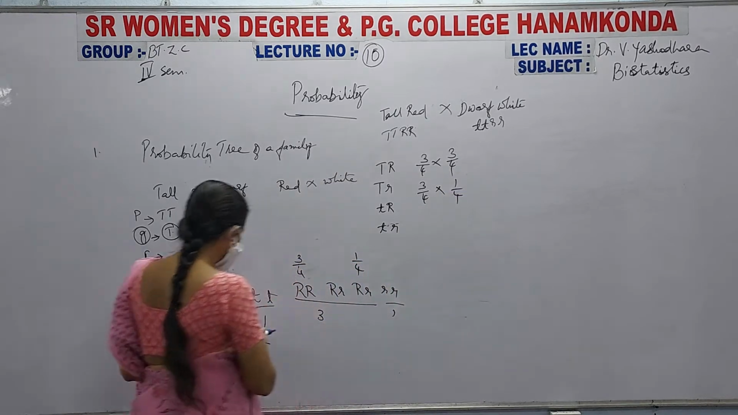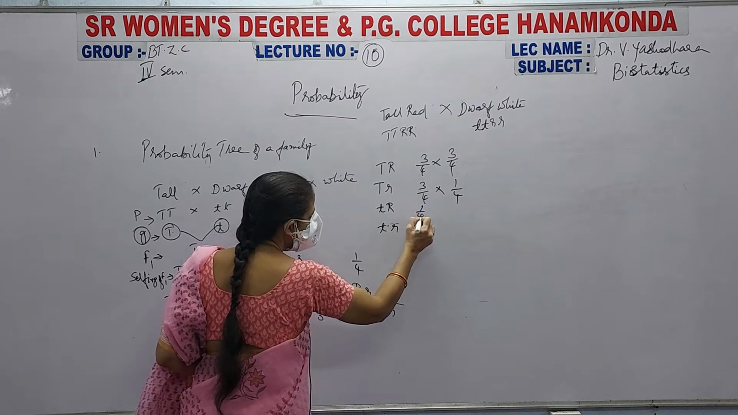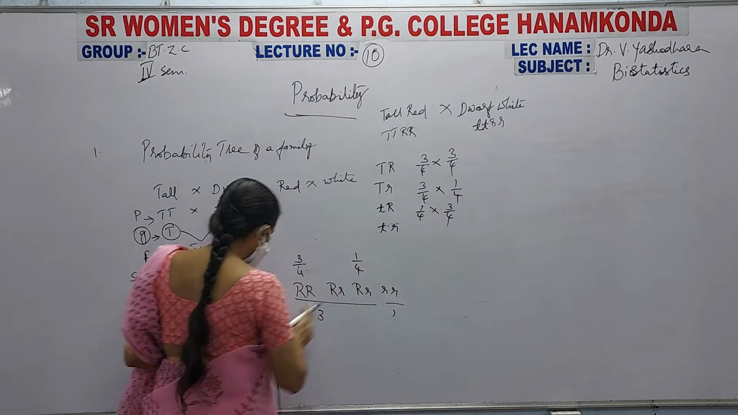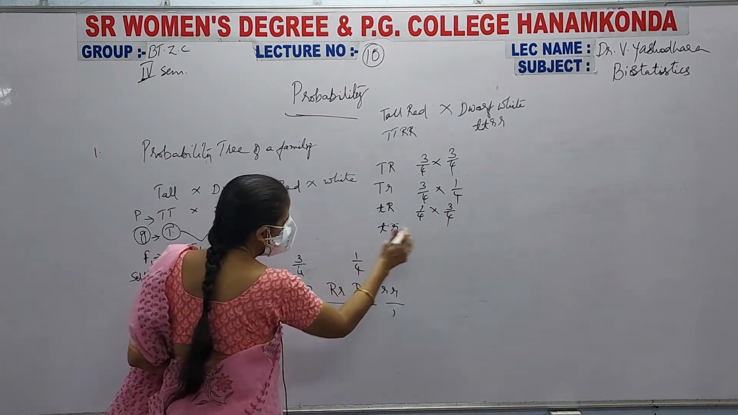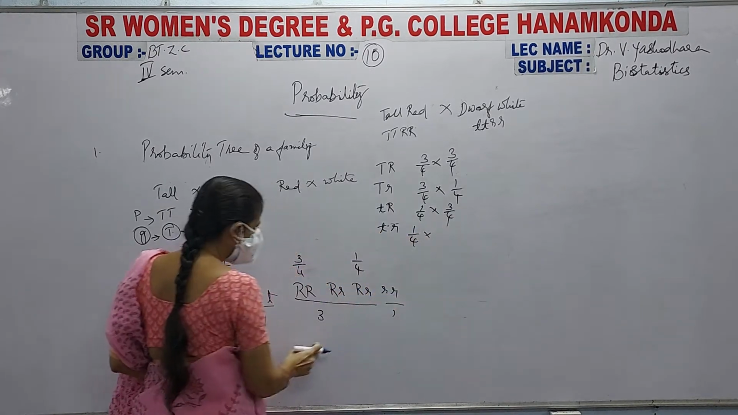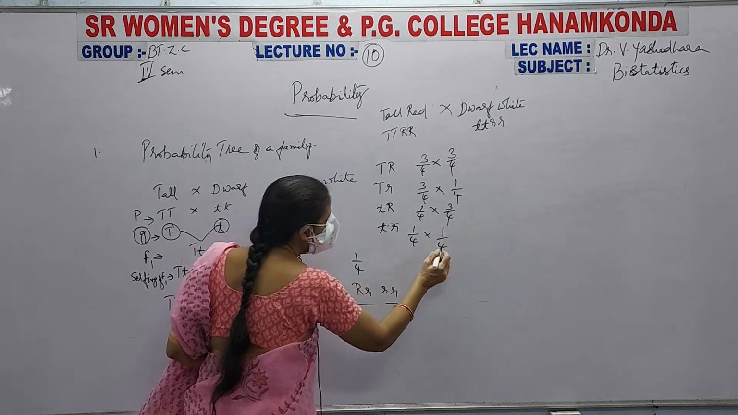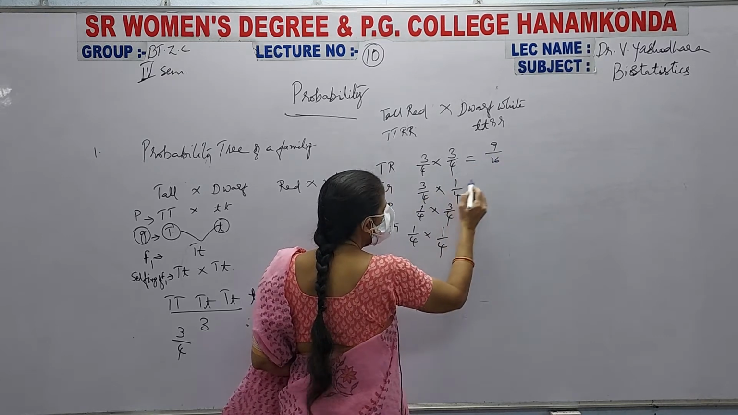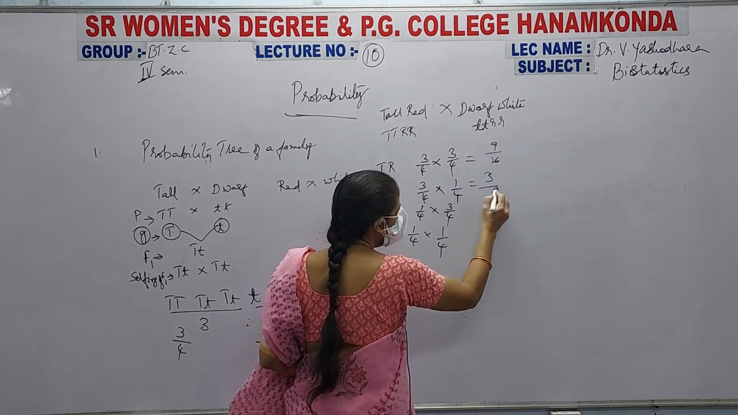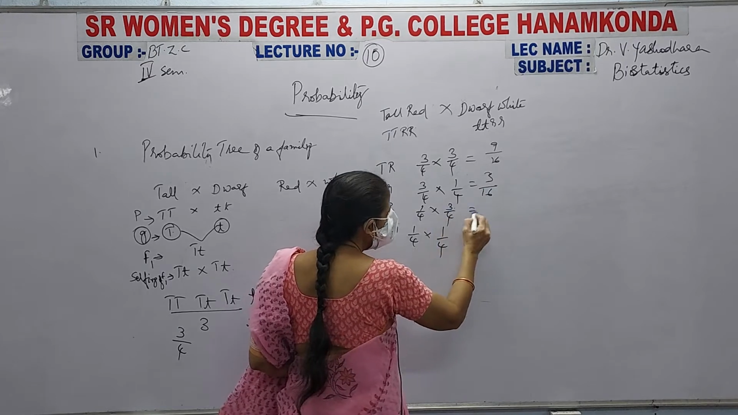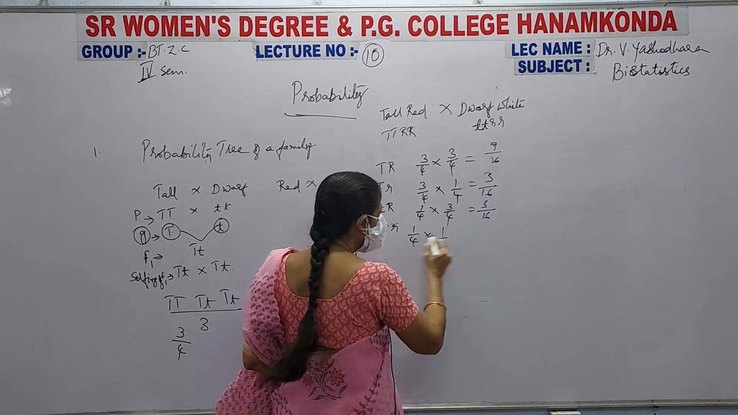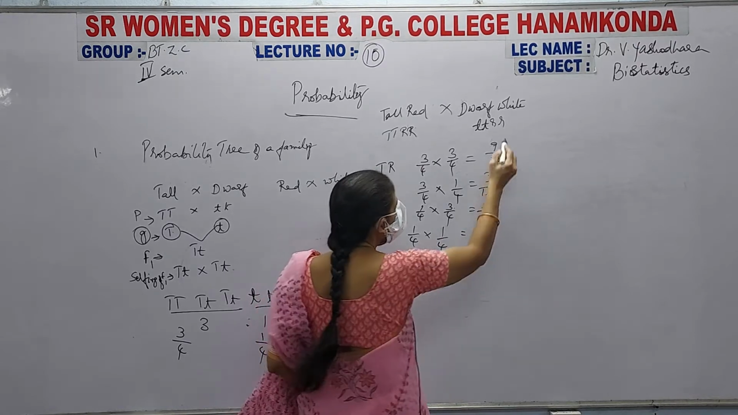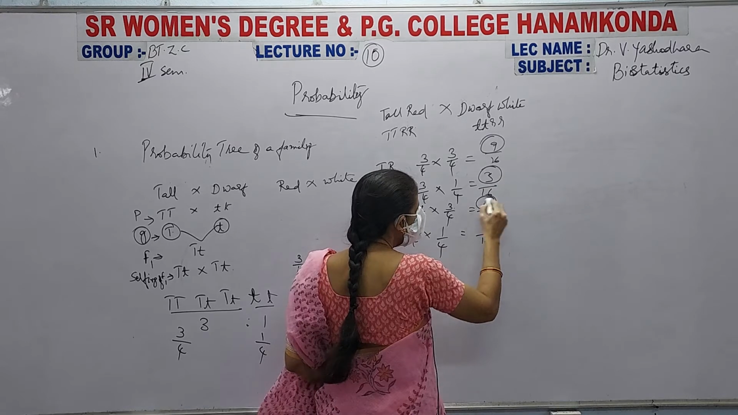Dwarf, see here, this is dwarf 1/4 into red 3/4. Next, dwarf 1/4 into white 1/4. See here, 3 3s are 9, by 4 4s are 16; 3 1s are 3, by 4 4s are 16; 3 1s are 3, by 4 4s are 16; 1 by 4 into 4, 16. That means total 9, 3, 3, 1.